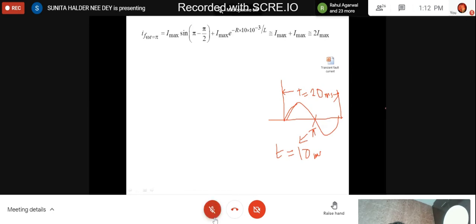Yes, ma'am. So that's why I have put t equal to 10 millisecond here. Obviously when we put t equal to 10 millisecond, it will never be Imax. But if R by L is very high, that means L by R is very low, that means low time constant, we should expect that the decaying transient component will die down very fast. Then obviously the total value will be higher.